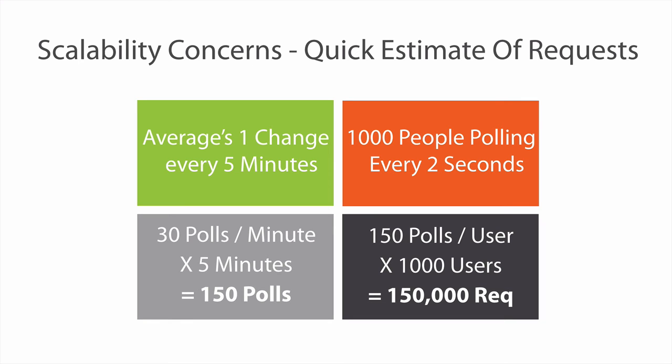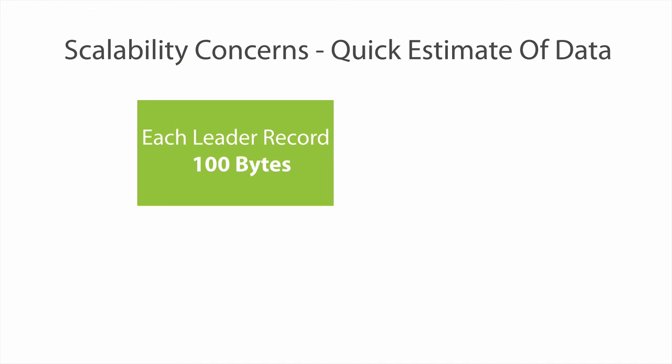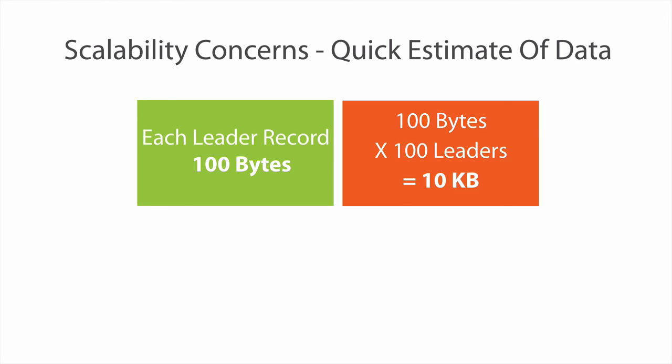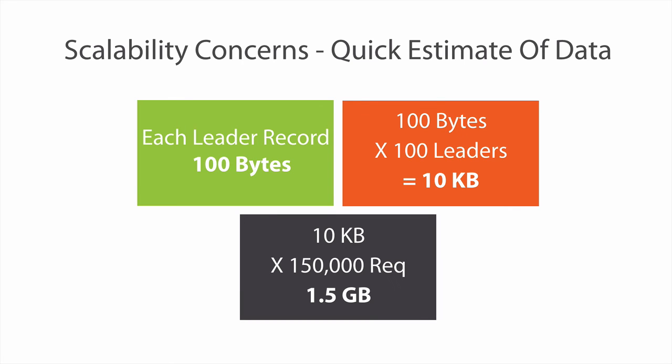So let's consider how much data would be transmitted over that 5-minute period. Let's say that each record has about 100 bytes of data, a conservative number. Then extend that by the 100 records, and we end up with 10 kilobytes of data. Now, if we extend the 10 kilobytes of data times the 150,000 requests, we end up with 1.5 gigabytes of data. Wow, that's a lot of data.